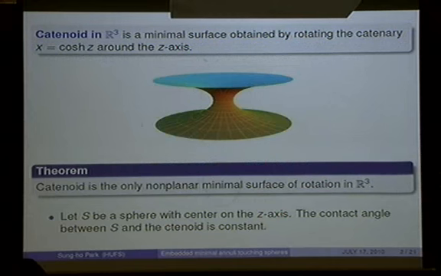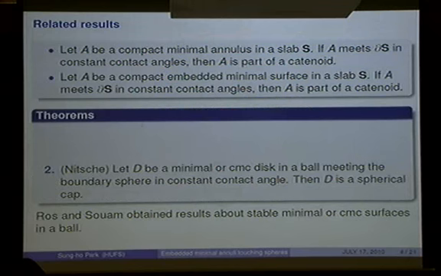So let me start with the definition of the catenoid. It is well known. It is obtained by rotating the catenary around the y-axis, and it is well known that the catenoid is the only non-planar minimal surface of rotation in R^3, up to homothety, of course. Then if I let S be a sphere centered at some point on the y-axis, then the contact angle between S and the catenoid is constant. So my question was very natural to ask, and there are some related results.